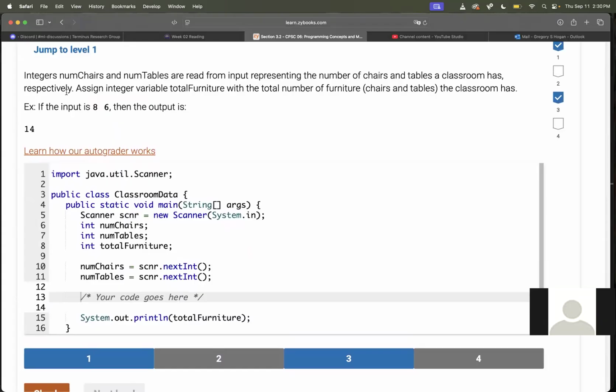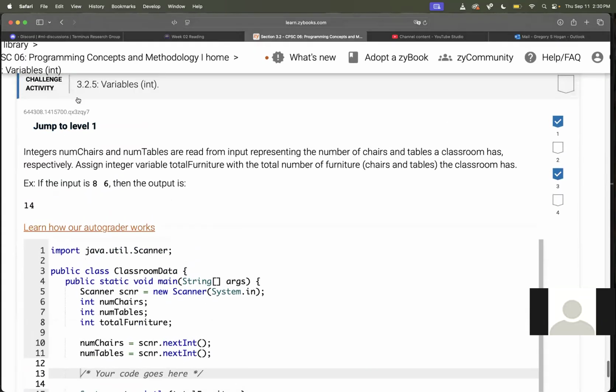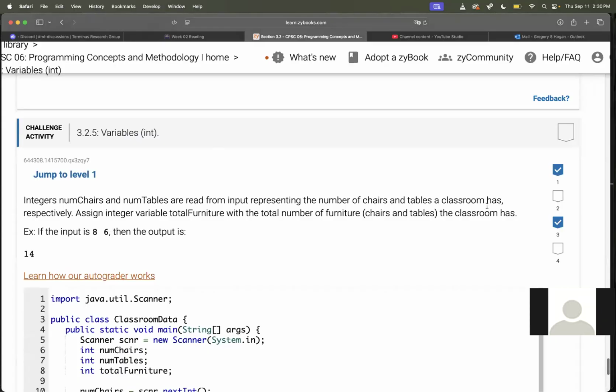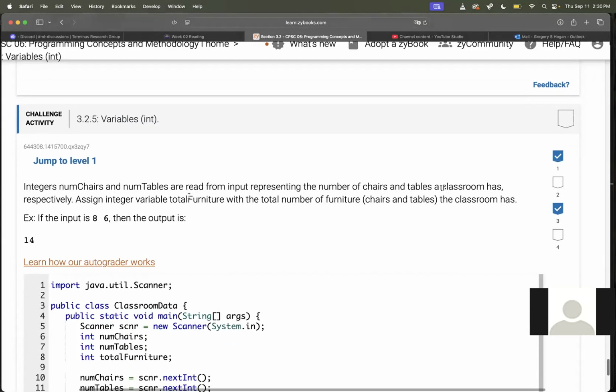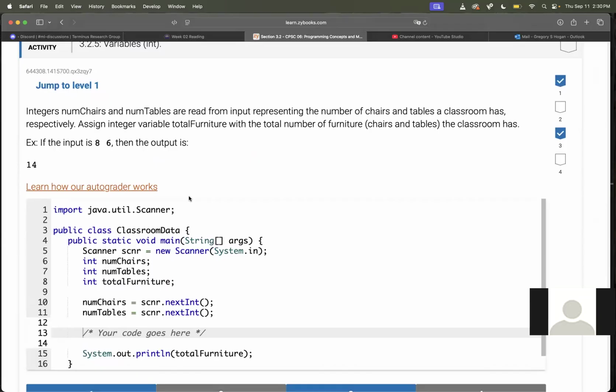So when I'm looking at an exercise like this, this is 3.2.5, number 2, although yours will be different. How does it work? Some of this has been done already and some of it we have to do. I always read a little bit of the instructions and then look down here to see what they're talking about. This starts out with integers, num chairs and num tables, are read from input, right?